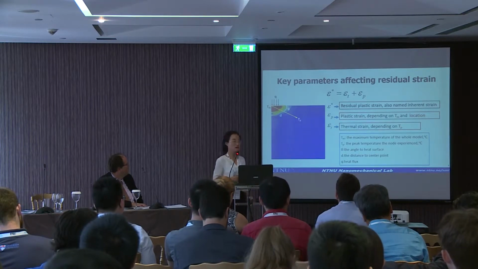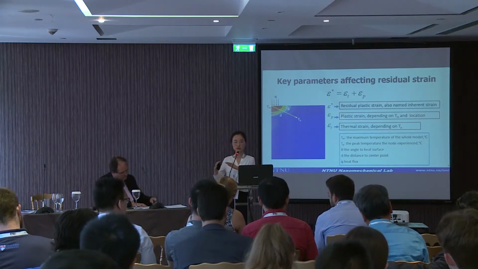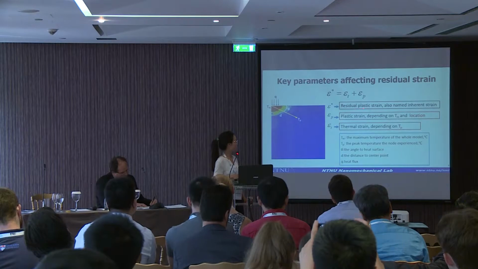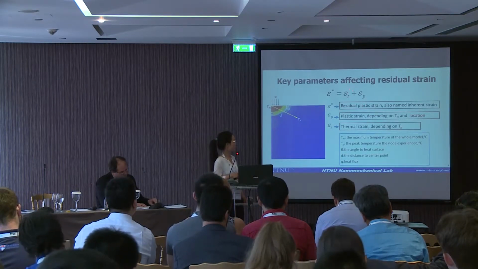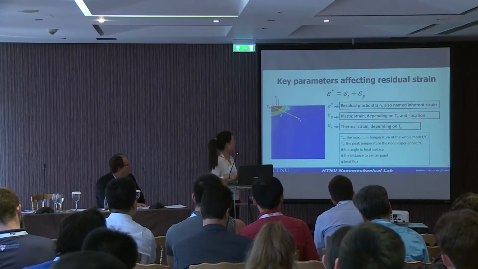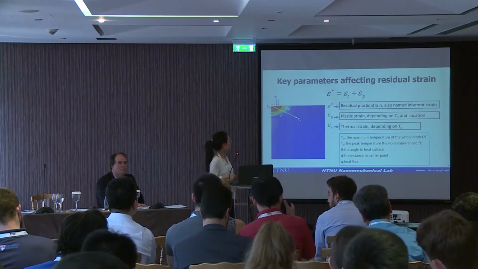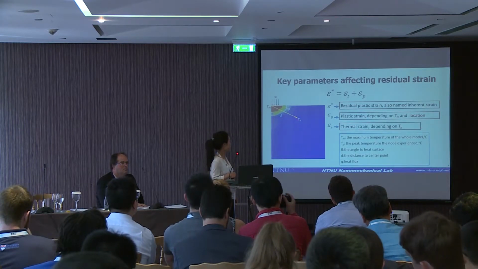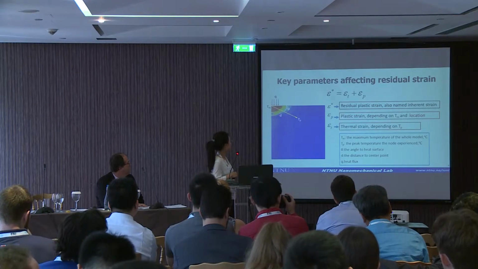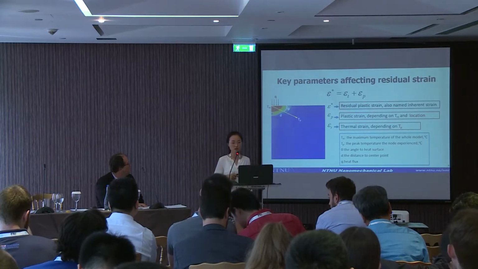Residual plastic strain is also named inherent strain, and it is considered the source causing residual strain and distortion. So, for one node, the residual plastic strain is equal to the plastic strain plus thermal strain, and the plastic strain depends on Tm. Tm is the maximum temperature of the whole model, and the location of the node, like this, where theta is the angle to the heat surface, and d is the distance from this point to the center point. So theta and d show the position of the node.